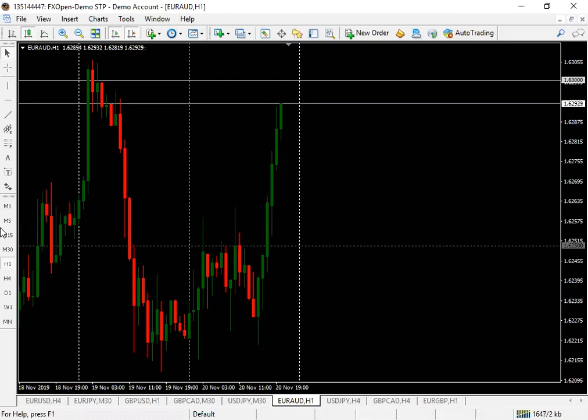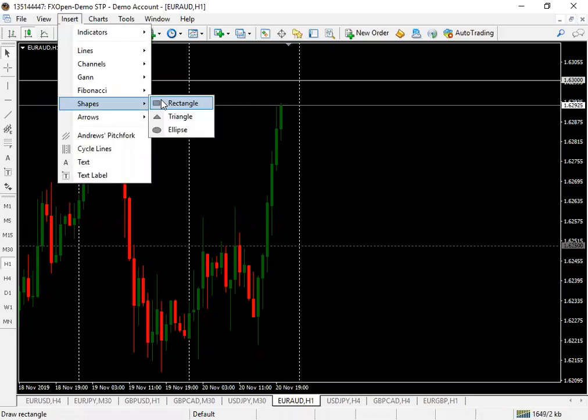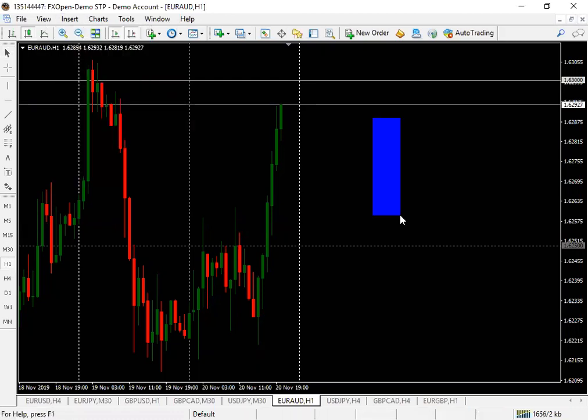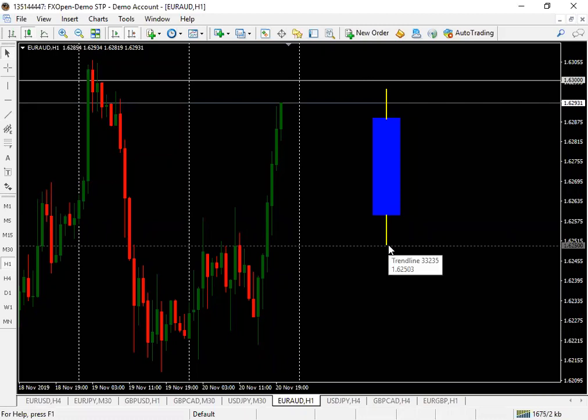Right, so now let me get my drawing tools together. All right, there's our rectangle, and here is our trend line. Okay, we'll change colors in a moment, but the most important thing is the actual structure and what it actually represents.